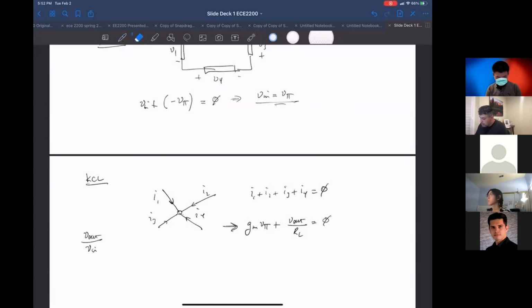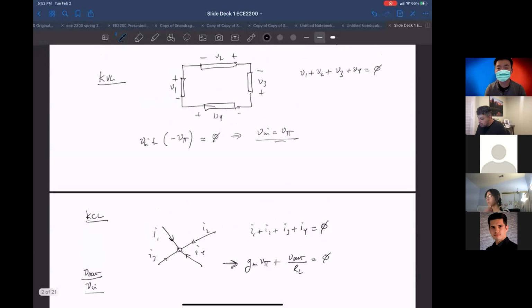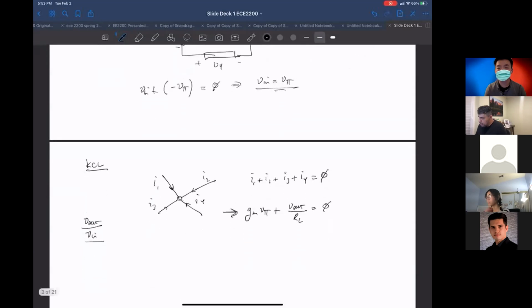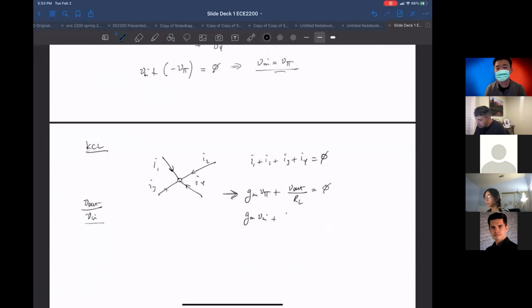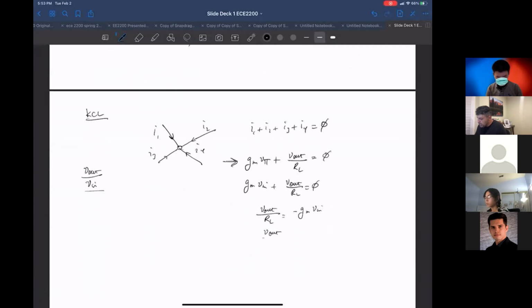Let me take a step back. We want V out and V in. We just said that V in is equal to V sub pi. So we can just plug that in here. GM V in plus V out over R sub L is equal to 0. We basically take it to the other side, and then we rejig it and we end up with V out over V in is equal to minus G sub M R sub L. And that's the answer.